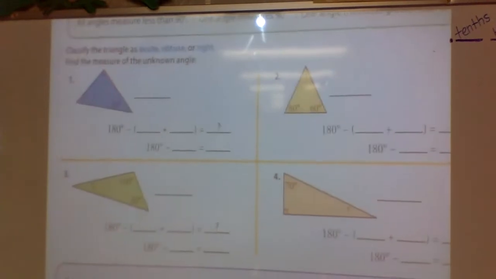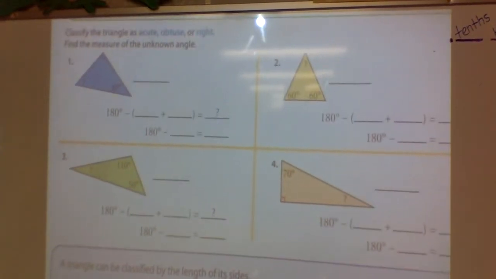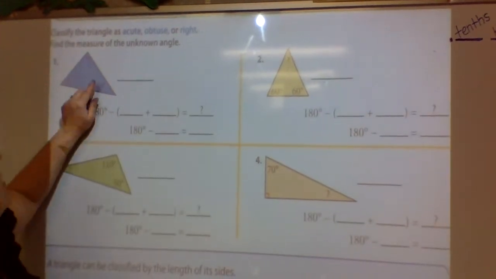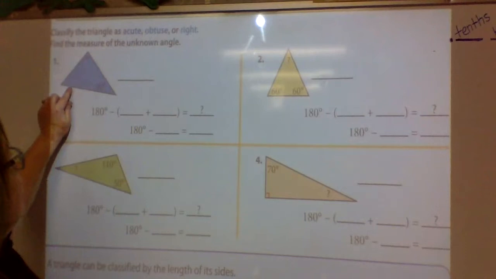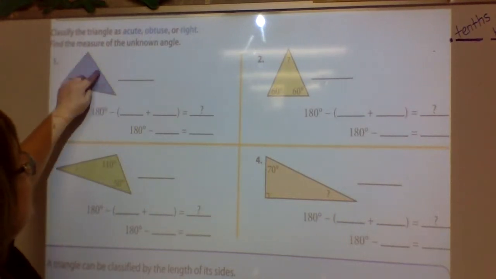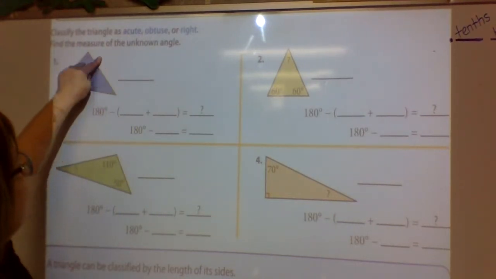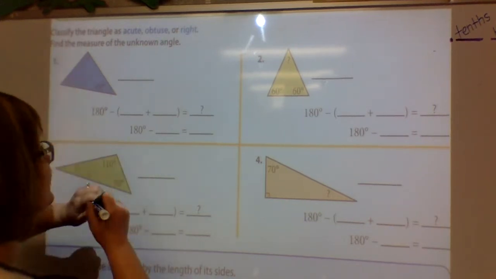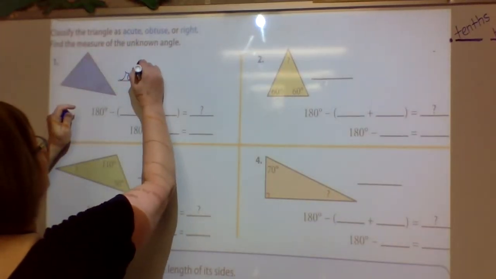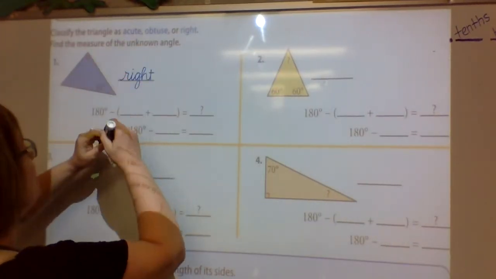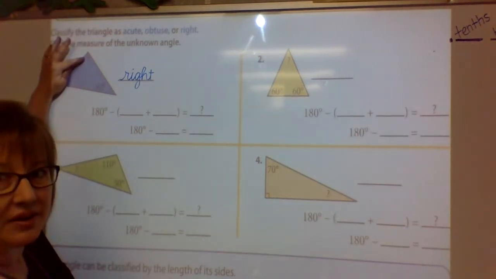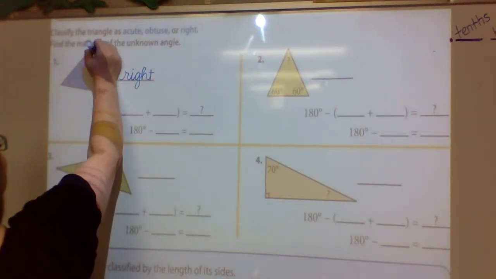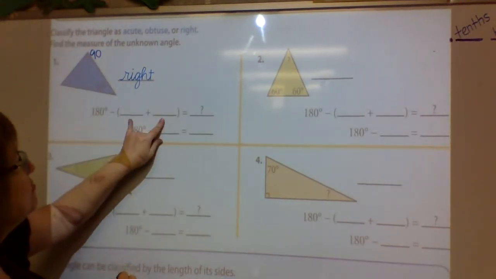So this part right here, you really should be able to do. I'm going to do just number 1 with you, and you guys can do the rest because we did this in our last chapter. Okay, so classify the triangle. Can you tell just by looking at this one what this one is? That's a right triangle. So we're going to write right. It's a right triangle because it has that little square, and what measures a right angle measure? How many degrees is a right angle? It's 90.